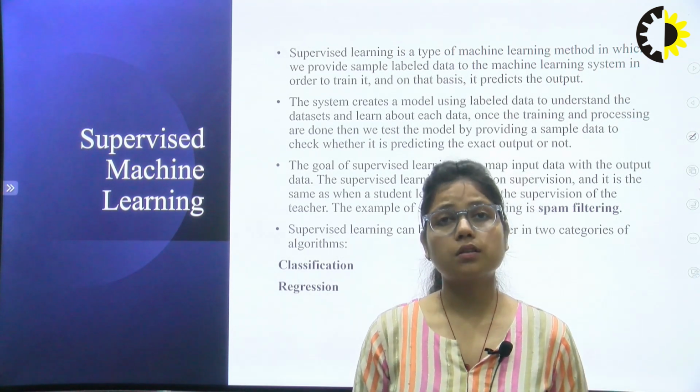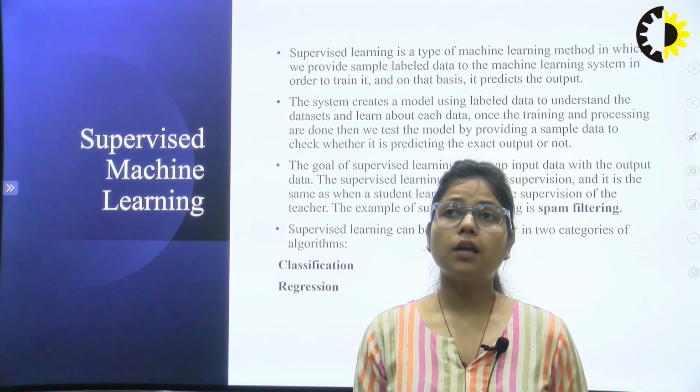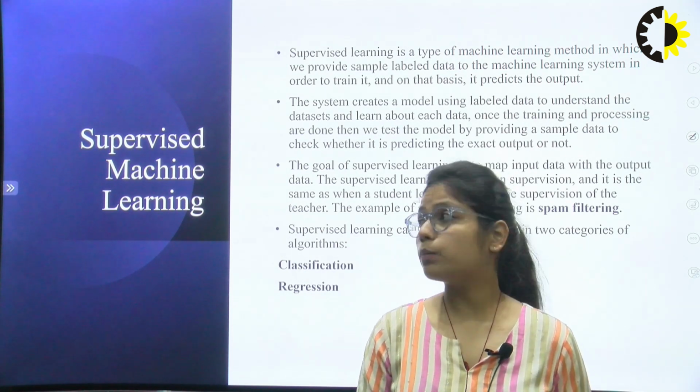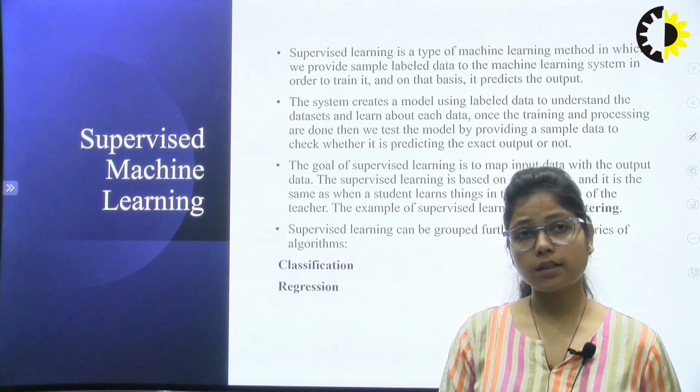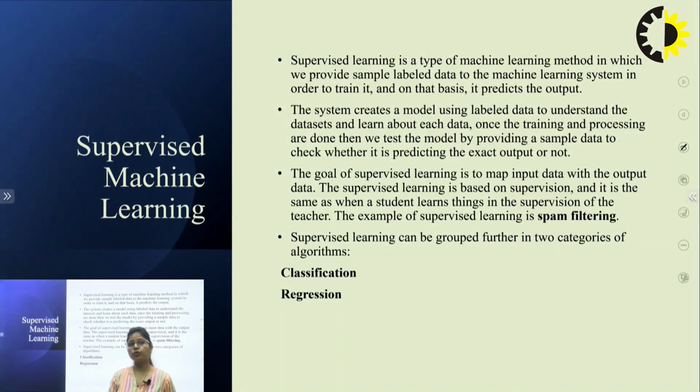And then after pre-processing the data, we predict the output with the help of the training dataset and the testing dataset. The goal of supervised learning is to map input data to the output of the data. Supervised learning is based on supervision, the same as when students learn things under the supervision of a teacher. An example of supervised learning is spam filtering. In spam filtering, we first provide a dataset of emails that have spam, and after that we use some extra data for testing the spam filtering method.